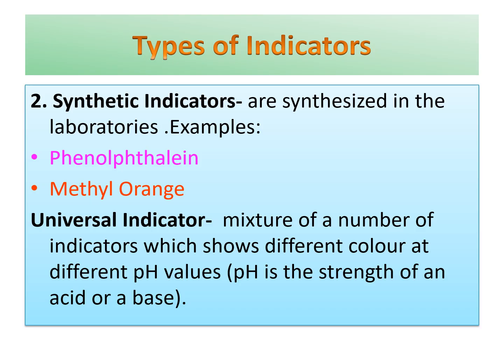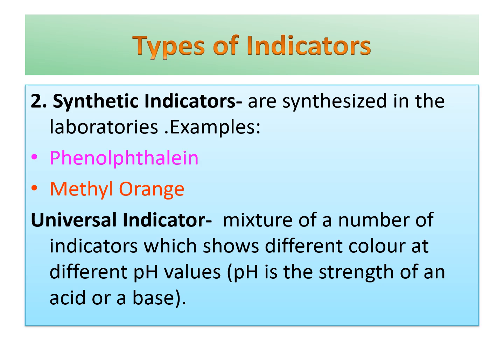Another type of indicators are the synthetic indicators. As the name suggests, these indicators are the ones which are synthesized in the laboratories. The very common examples, the one phenolphthalein. As you can see in the slide, it is written with the pink color. So that means this must be having pink color in some of the medium. And the another one is methyl orange.